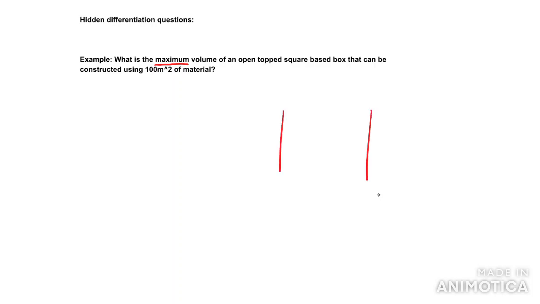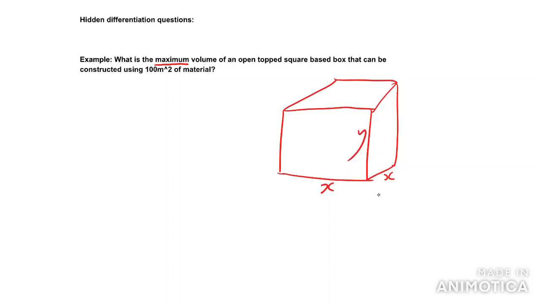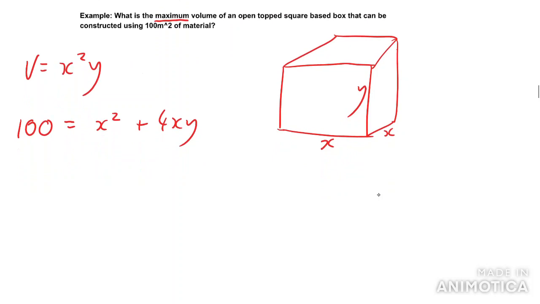So if we draw it out, we've got this, and apparently it's square based. So if we say that the base has sides of length x and the height is y, then we can say the volume is equal to x squared y. But we've also got 100 meters squared of material. So how do we use that information? Well, we can say 100, because all our material is equal to the surface area of this box. And what's the surface area? Well, the base is x squared, and then we've got 4 sides of xy and no top. So we don't need to worry about adding the top.